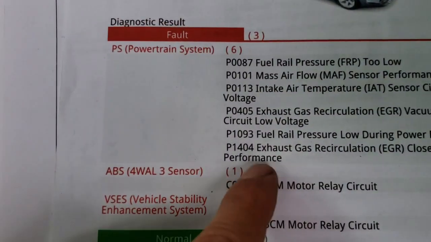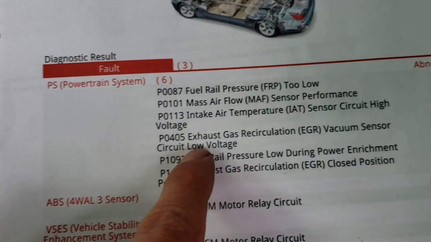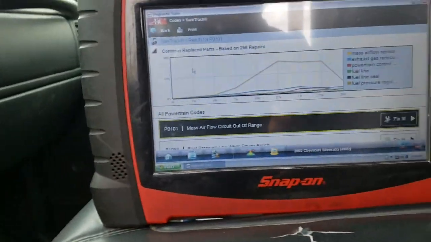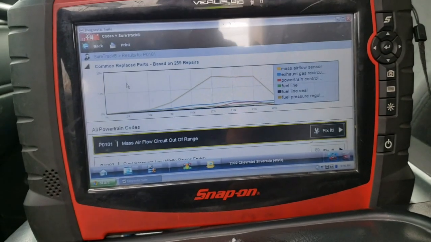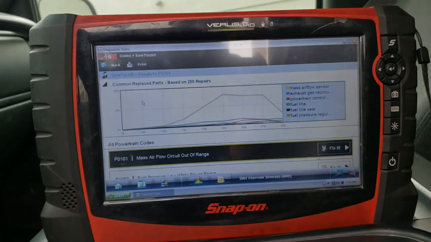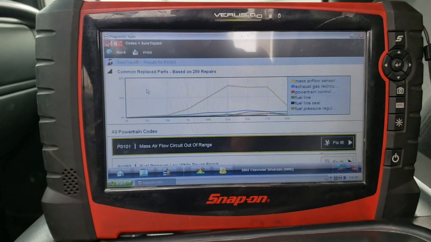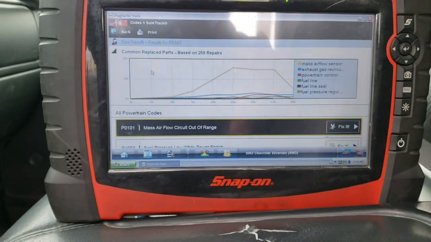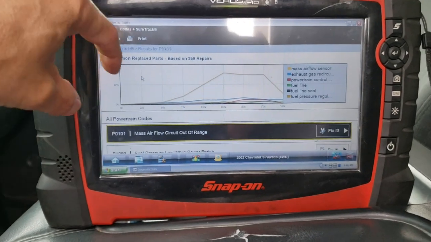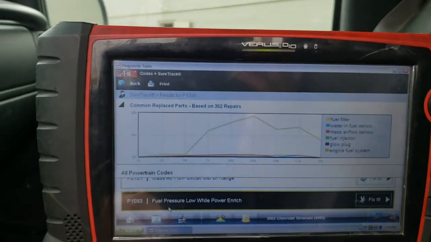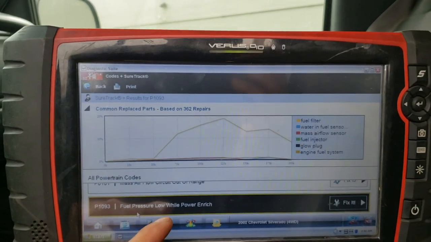Remember the last time we had this code for EGR circuit low. At this point I don't know if they are related, because the primary use for the mass airflow sensor on a diesel is for EGR flow testing purposes. So are they related? Is one causing the problem for the other one? So let's see the other code here for the common repairs.